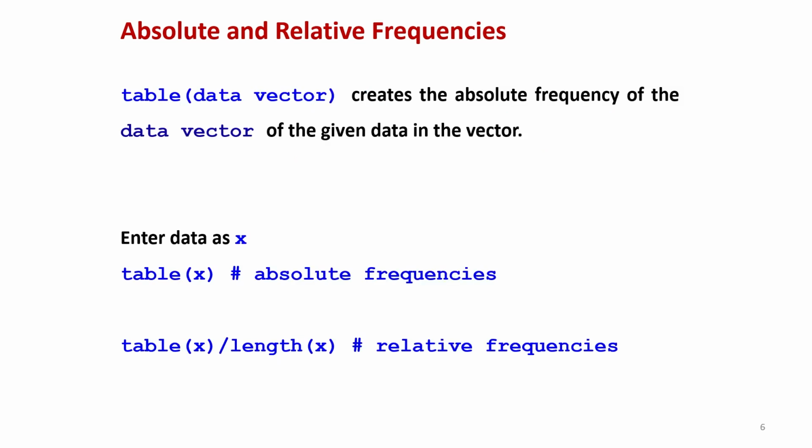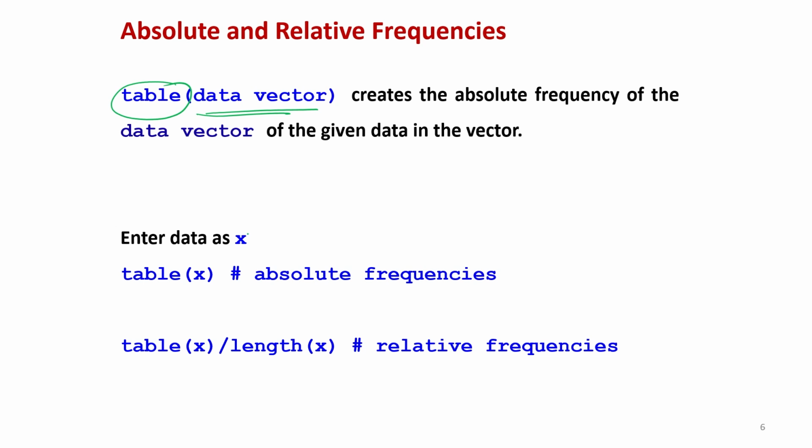Okay, now the next question is this: how can you compile such information in the R software? Well, here it was a very simple case, so I could do it manually. But in R, there is a command called table, T-A-B-L-E, and then inside the parenthesis you give the data vector. Now you understand what the data vector is, meaning all the values which are combined with the operator C. So this will create the absolute frequency of the data vector.